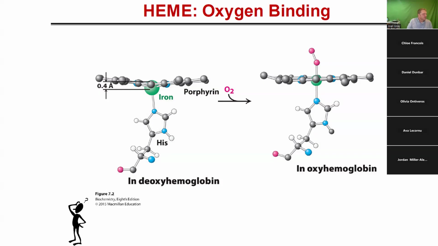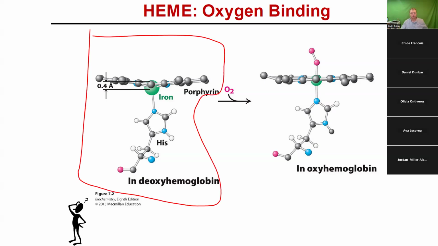Okay. This structure right here is a kind of side angle view of our heme ring that has not bound oxygen. Can you give me a 1 in the chat if you can see how it has not bound oxygen? Okay. Now, on the right-hand side, that's our model that has bound oxygen.